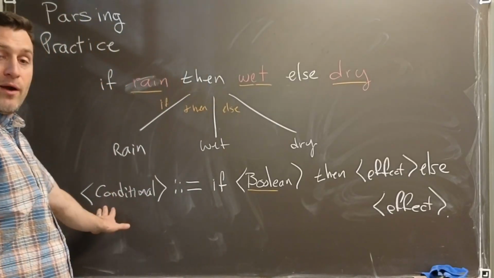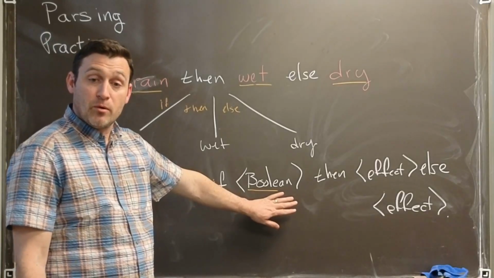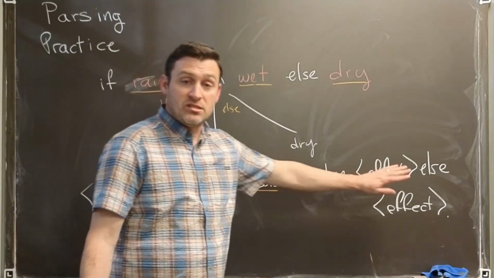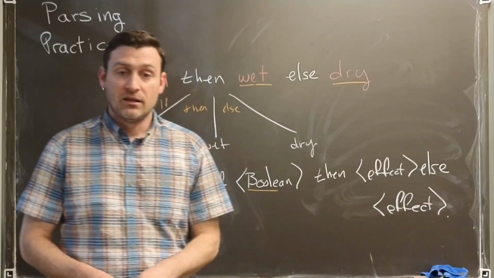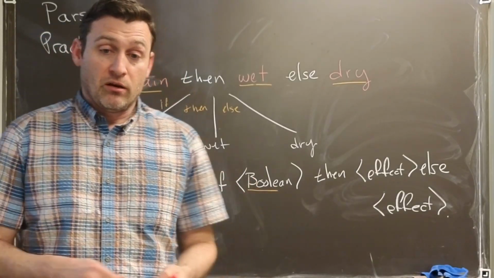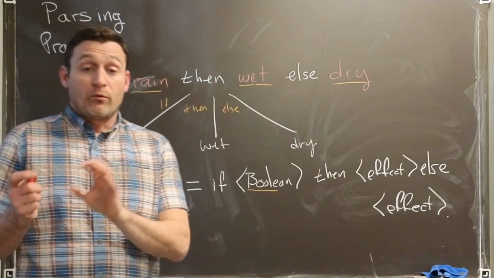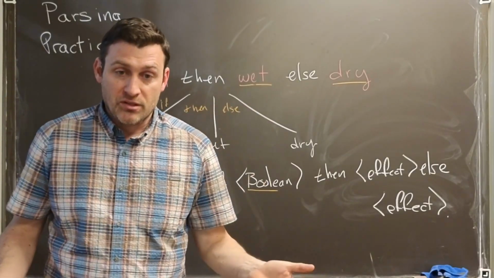Our conditional grammar accepts sentences that start with if, some phrase that comes from our Boolean family, then some effect, else some effect. Notice this does not tell us what will be the effects or what will be the Boolean. Those are the things we did in this color up here, which can all be substituted. But whenever we see an if then else, we'll factor it the same way.